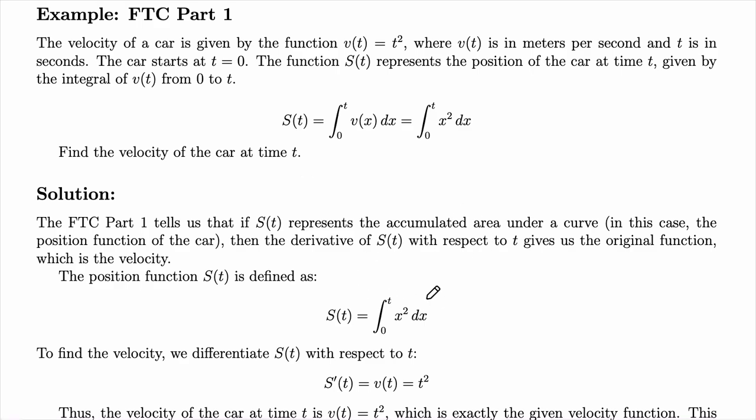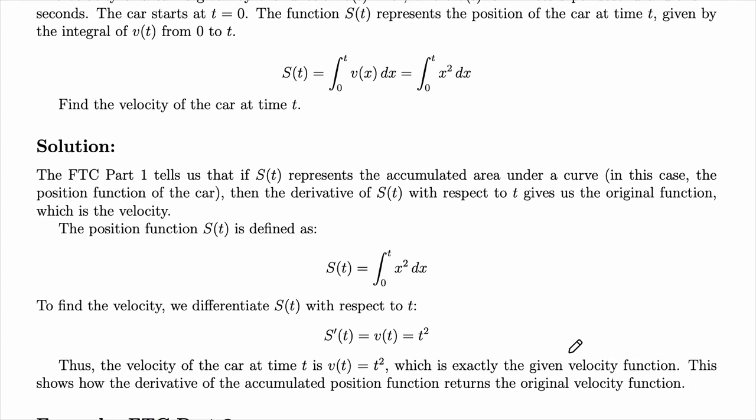So s of t, which is right here, is equal to the integral from 0 to t of x squared dx. And in order to find the velocity of that, we're going to differentiate s of t to get s prime of t, which we know is equal to v of t, which again is equal to t squared. So, tying this all together, the velocity of the car at time t is v of t equals t squared, which is just our given velocity function.